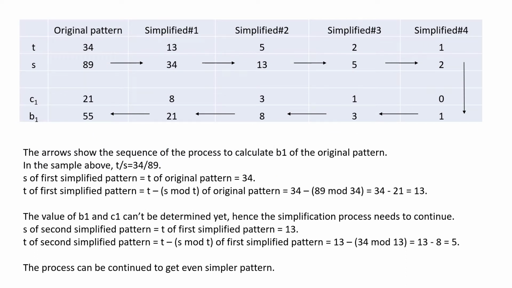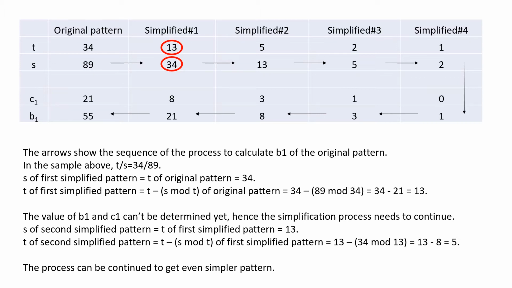In the sample above, T over S equals 34 over 89. S of first simplified pattern is T of original pattern, which equals 34. T of first simplified pattern is T subtracted by S mod T, of original pattern, which is 34 subtracted by 89 mod 34, which equals 34 minus 21, which equals 13. The value of B1 and C1 cannot be determined yet, hence the simplification process needs to continue.